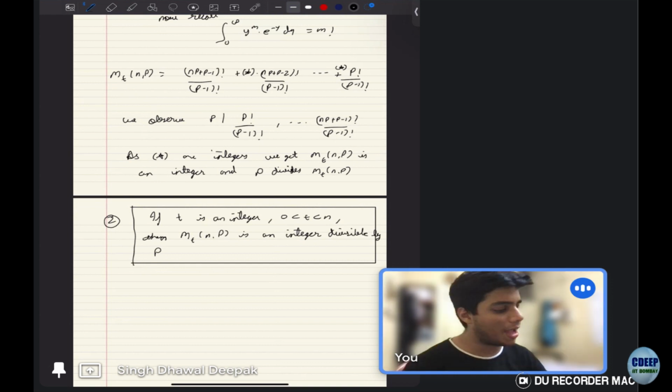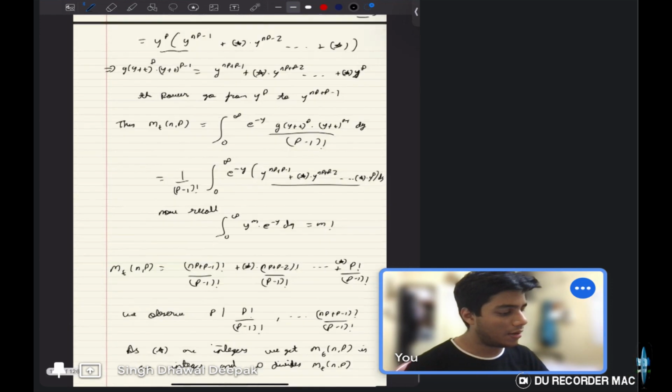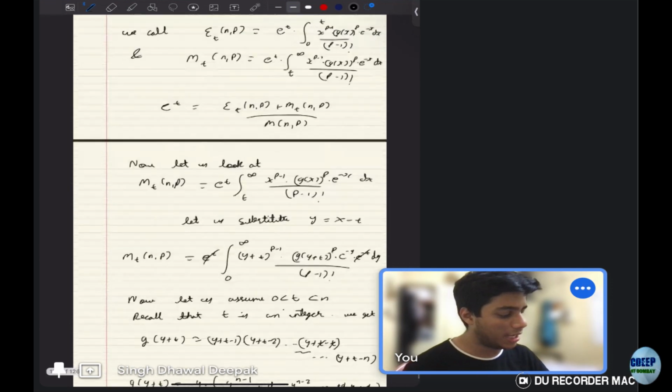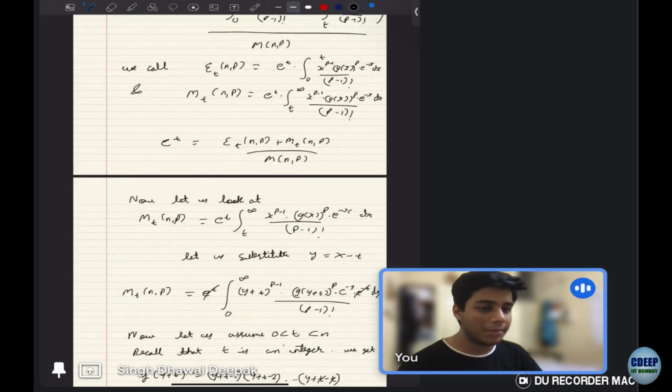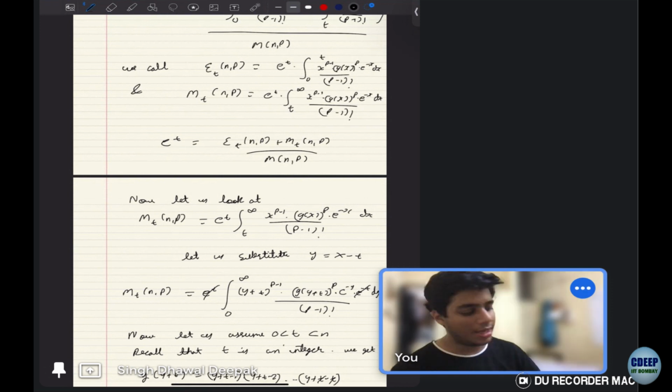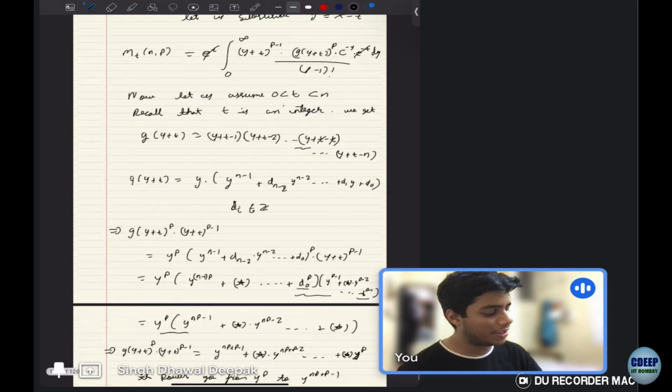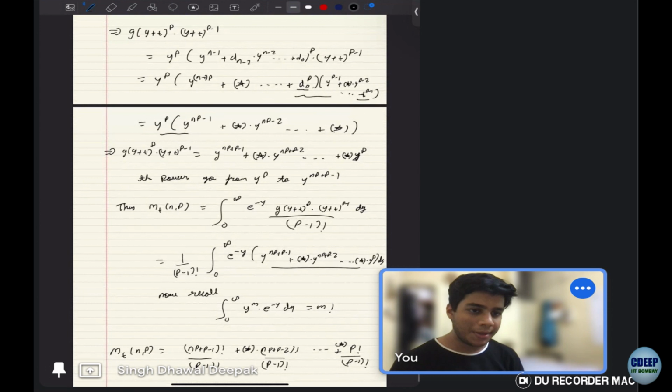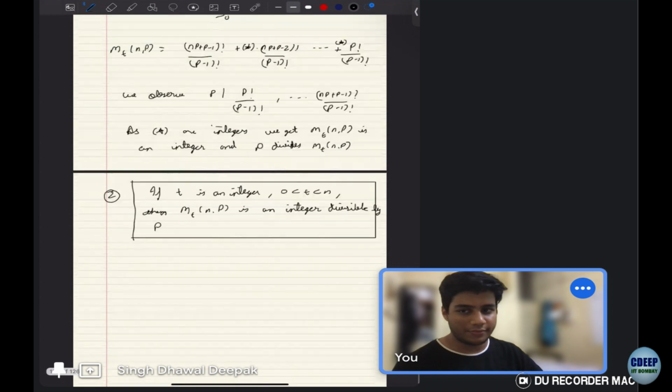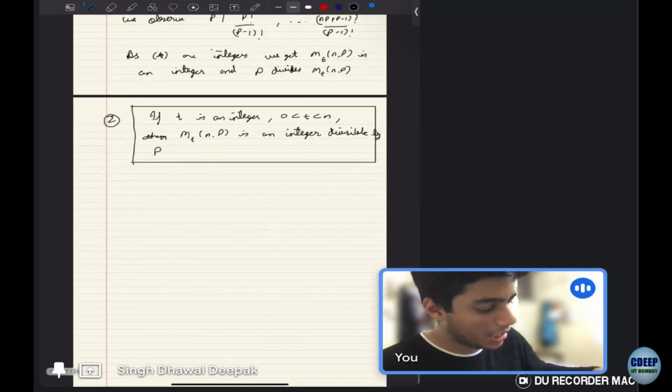Going back, the idea is that we changed the limits and then did a similar analysis to the one we had done with M_n(p). And here the only difference is that since the coefficients start from p, we get p!/(p-1)!, which is just p, which is divisible by p. And so all the subsequent terms are also divisible by p, and M_t(np) is divisible by p. Great. Now what is left?